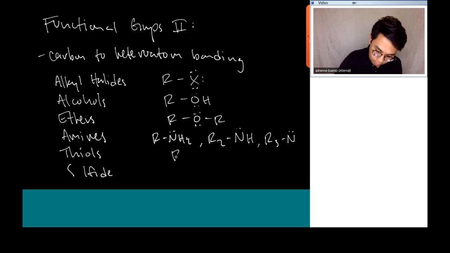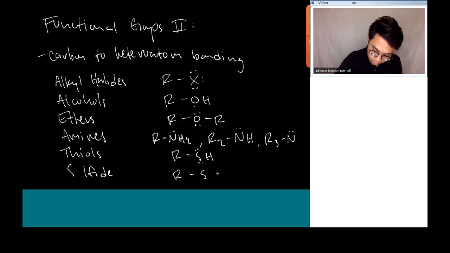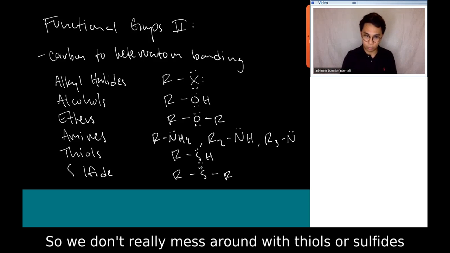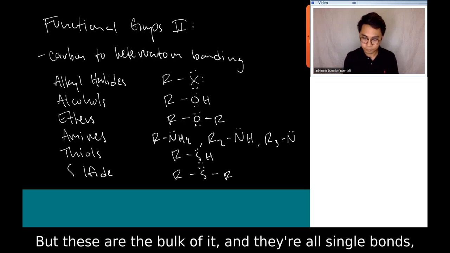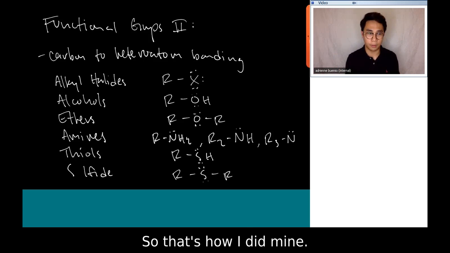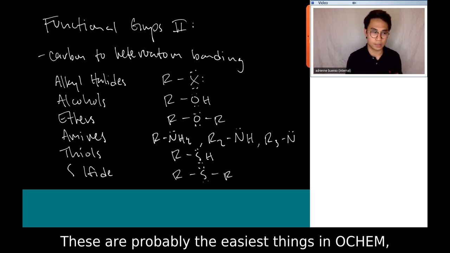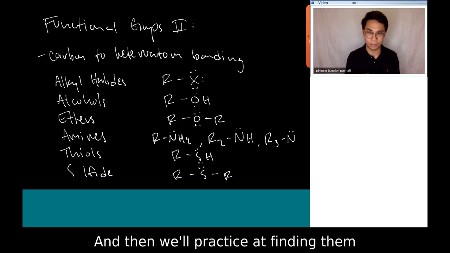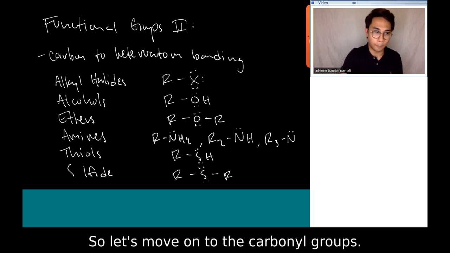Thiols are SH, and sulfides, like ethers, are SR, right? So we don't really mess around with thiols or sulfides that much, but these are the bulk of it, right? And they're all single bonds, things like that. So that's how I did mine. They're pretty easy. You get used to them super quick. These are probably the easiest things in OChem, right? Knowing all these, and then we'll practice with finding them in actual big molecules. So that'll be fun. Okay, so let's move on to the carbonyl groups.